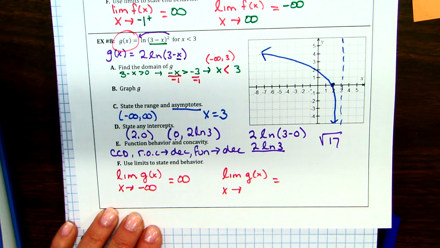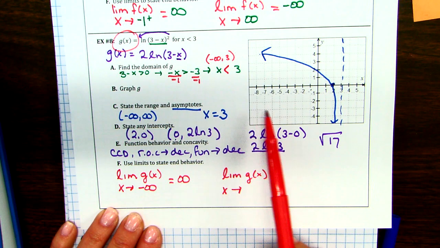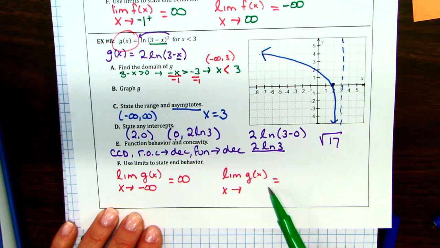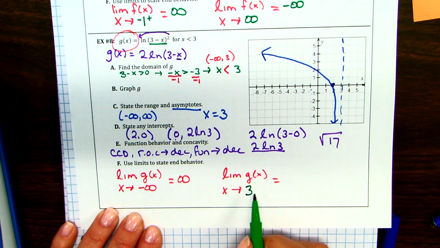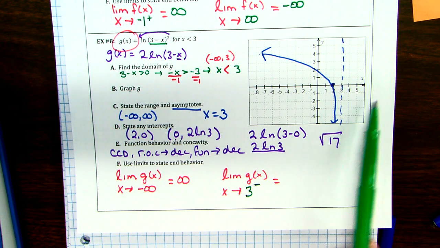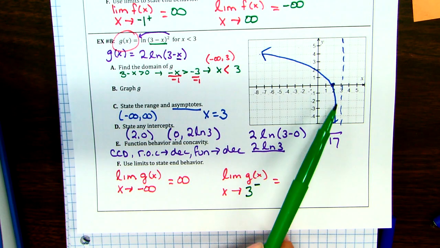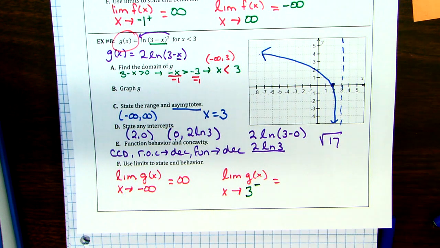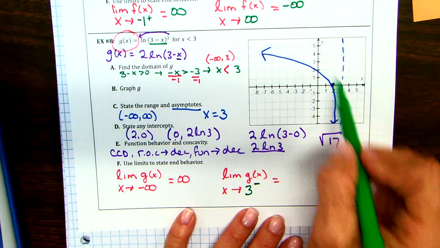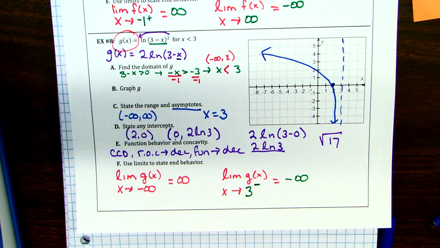This is different, though. Anybody want to try it? What are we approaching as we go to the right? What are we approaching? 3. But what else do I have to write? From the left. If someone was just reading that, they wouldn't know that you can't have points over here. This is saying we're approaching 3 from the left. There's no points over there. But there's nothing limiting our y values. They're going down forever. Okay?